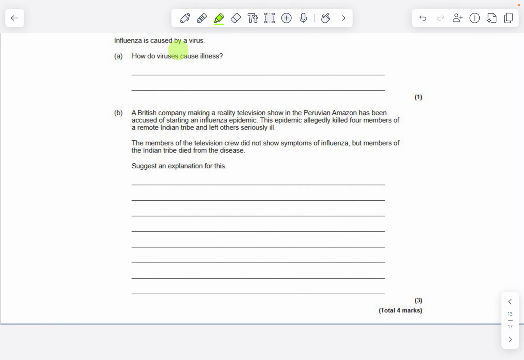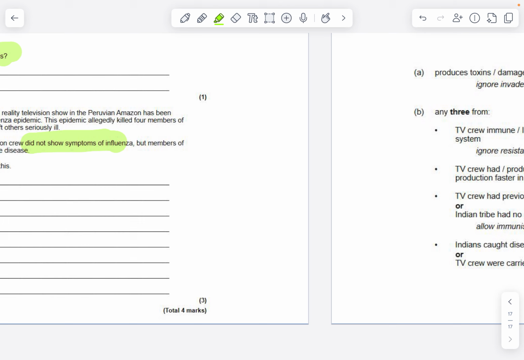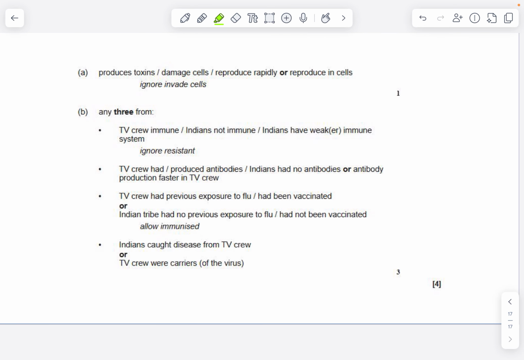How do they cause illness, those viruses? And then a bit of a question here of why did they not show symptoms? There's your answer. Thank you.